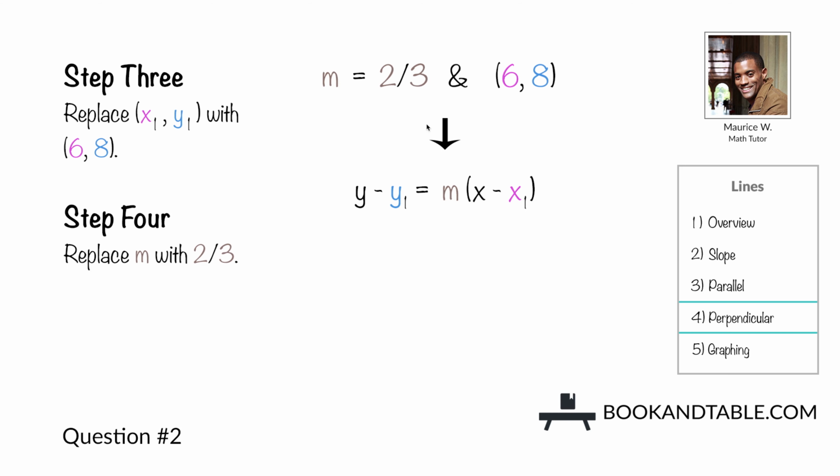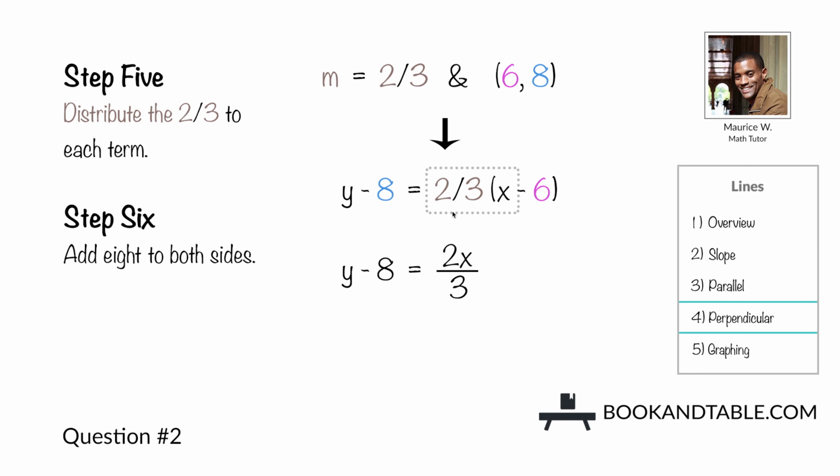We combine that with the point on the line 6, 8. So step 3, replace x1 with 6 and replace y1 with 8. In step 4, replace m with 2/3. Now we have the information we need to figure out the equation of the line that we are looking for. So step 5, distribute this 2/3 to each of these terms. 2/3 times x is 2x over 3. 2/3 times -6 is 2 times -6, which is -12 over 3. -12 over 3 is -4.